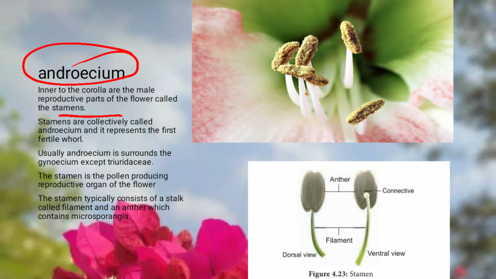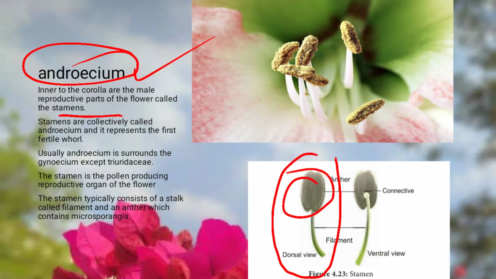Many stamens together are collectively called the androecium. Coming to the stamen, it has two distinct structures. The lobed structure, which is the modified leaf of microsporophylls, is called the anther. The anthers are connected to a filamentous, cylindrical tubular structure called the filament. The anther is attached to the filament at a tissue called the connective.